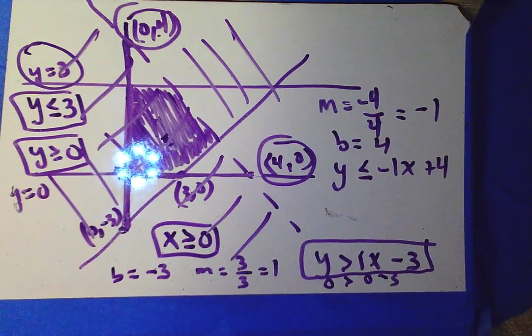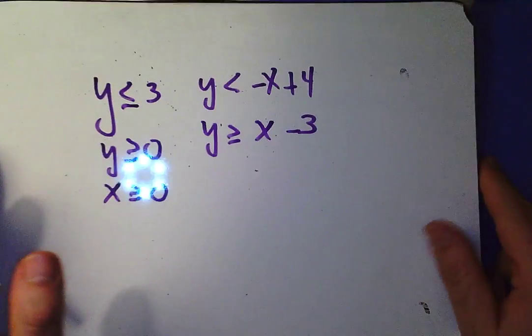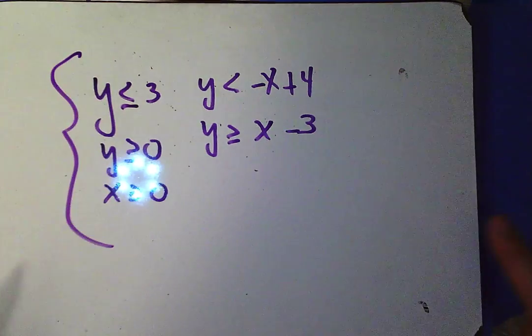So I would like you to write up the solution for this one to be y is less than or equal to 3, y is greater than or equal to 0, x is greater than or equal to 0, y is less than -x plus 4, and y is greater than or equal to x minus 3. This would be our system of inequalities.